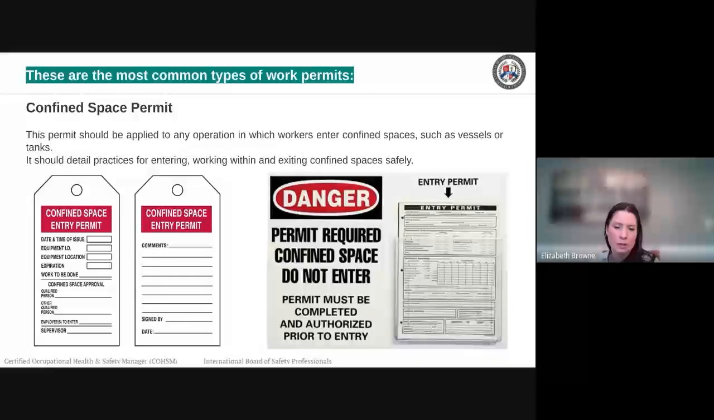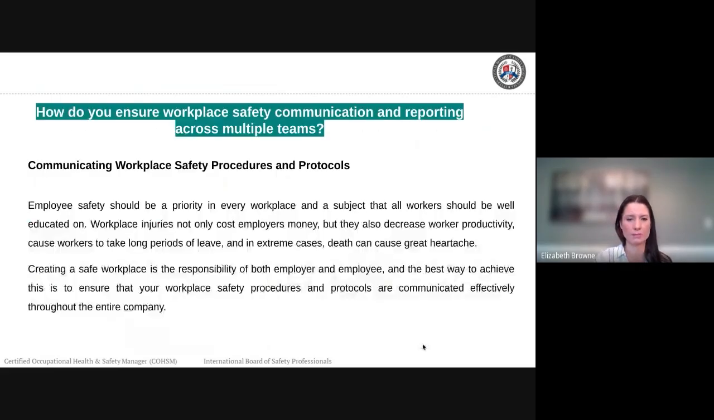Confined space permits are also something that's very important to follow. It ensures that workers entering confined spaces like vessels or tanks are doing so in a safe manner. It requires that we do atmospheric testing to make sure that the air is safe for the employees to breathe. And then we also have an attendant outside the space that is there to continuously monitor the employees to ensure that they're safe while they're in the space.